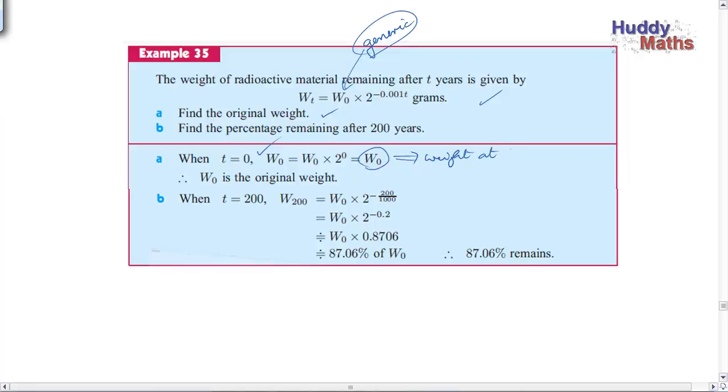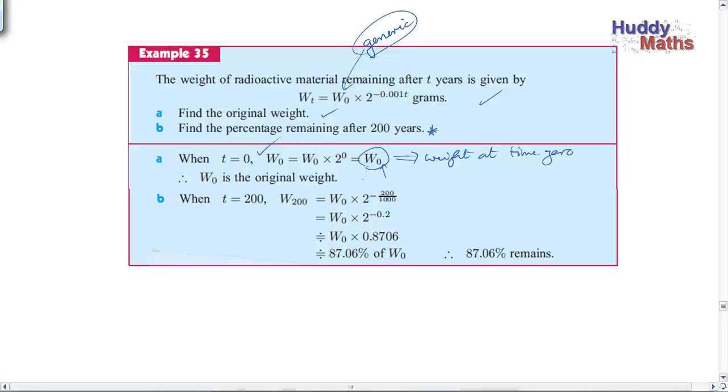Weight at time 0. So it's a starting weight. It's a symbol, it doesn't mean W times 0. That subscript labels it, as in sequences, as the weight at the start when the time is 0. Okay, now find the percentage remaining after 200 years.